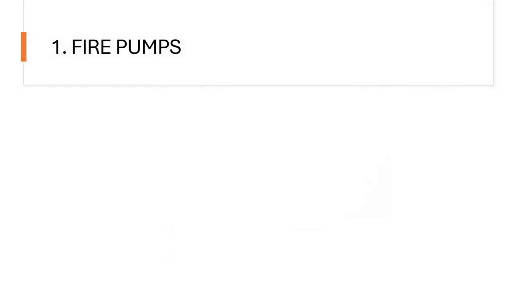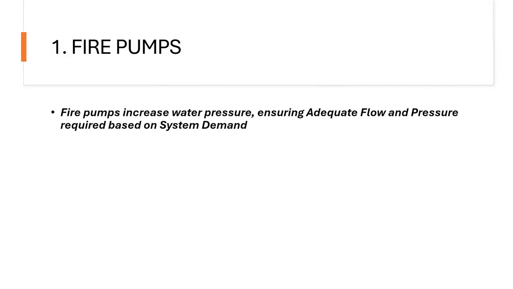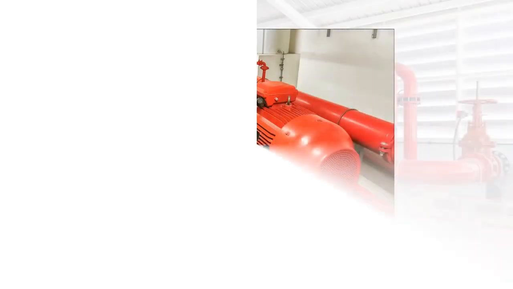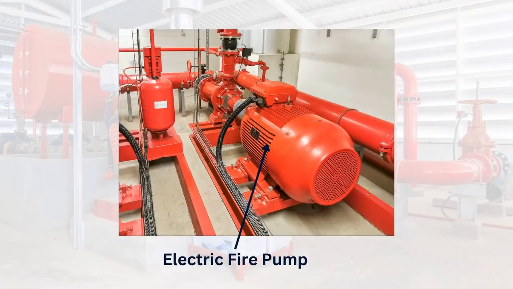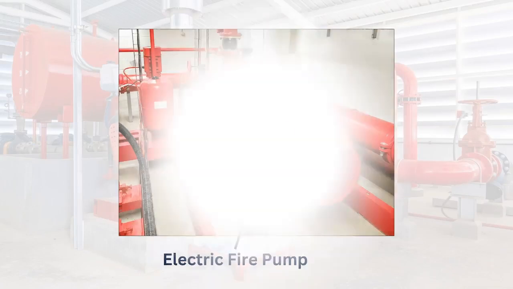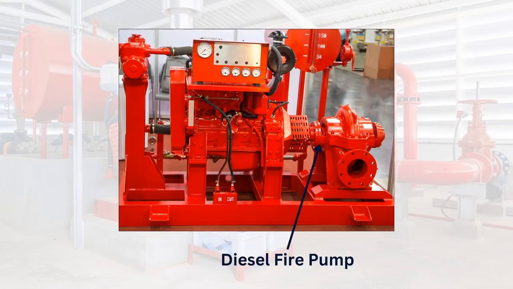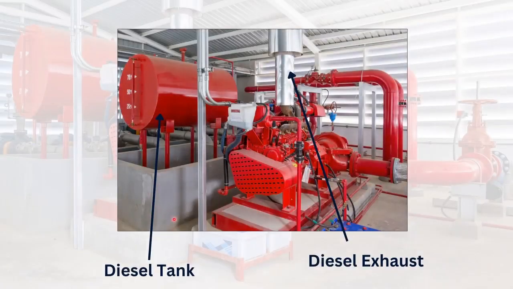Fire pumps increase water pressure, ensuring adequate flow and pressure required based on system demand. So we will try to understand this by looking at the picture on our screen. The electric pump comes with a motor, while the diesel pump includes an engine and exhaust. So if we use diesel fire pumps in our project, we also need a diesel tank to store the fuel.